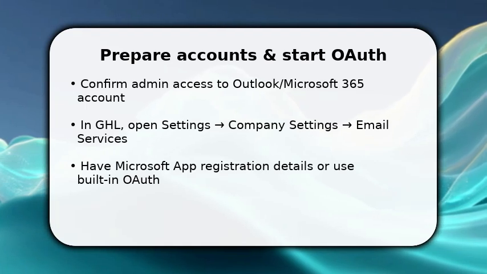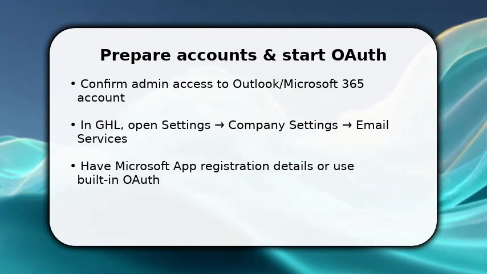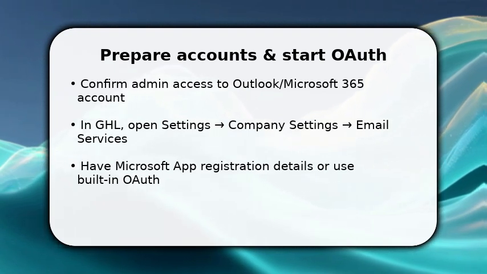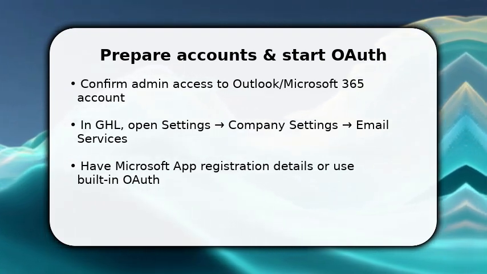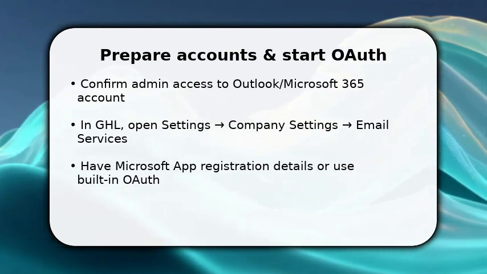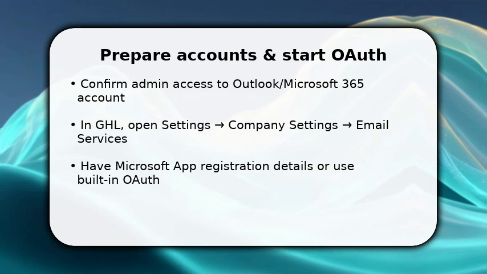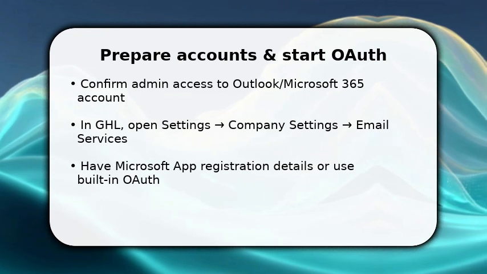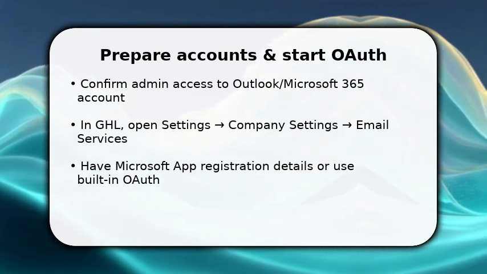Enjoy the video. You'll start by ensuring you have admin rights in both Outlook/Microsoft 365 and Go High Level. Once that's confirmed, open Go High Level and navigate to Settings, then Company Settings, and choose Email Services. Make sure you know whether you'll use Microsoft's OAuth flow or a pre-registered app. Using OAuth is simpler and more secure.